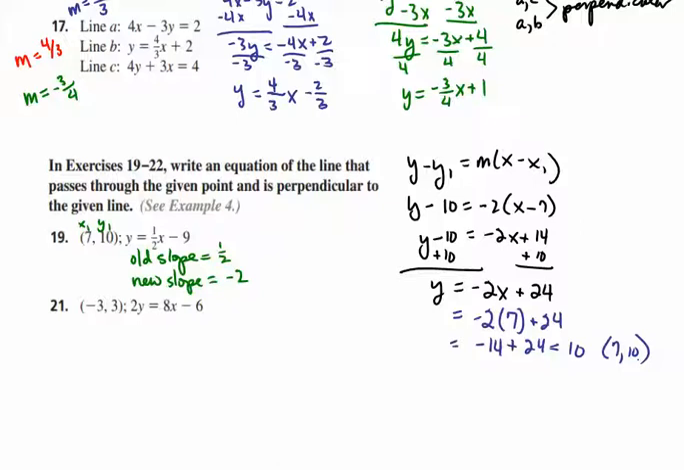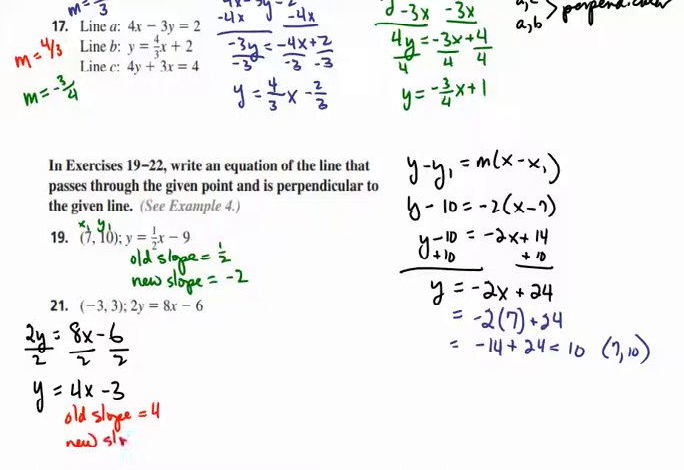All right, in the next equation, this time we're going to have to solve for y first. So 2y equals 8x minus 6. Fortunately, all we have to do is divide everything by 2. We end up with y is equal to 4x minus 3. So our old slope is 4. But we want to be perpendicular to that, so our new slope must be negative 1/4, and our x1, y1 are negative 3, comma 3.